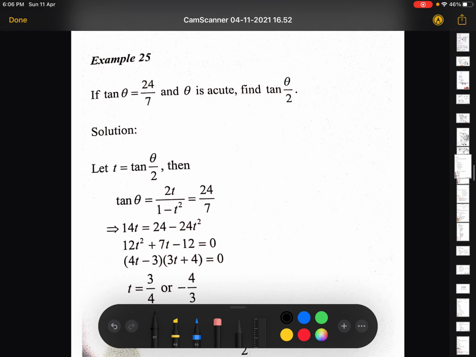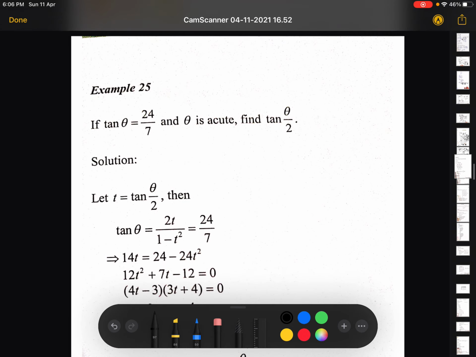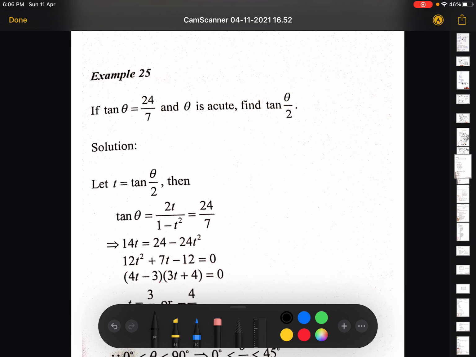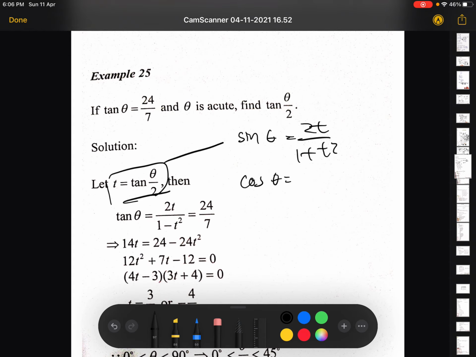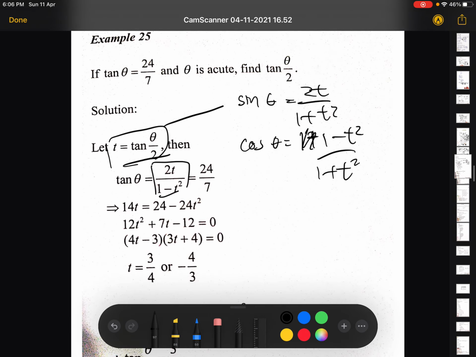For this one, we are using a T formula. So T formula is where you let t equal tan theta over 2. Then you will have a specific set of formulas that you can use. Sine theta is equal to 2t over 1 plus t square. Cos theta is equal to 1 minus t square over 1 plus t square. And then tan theta is equal to this.